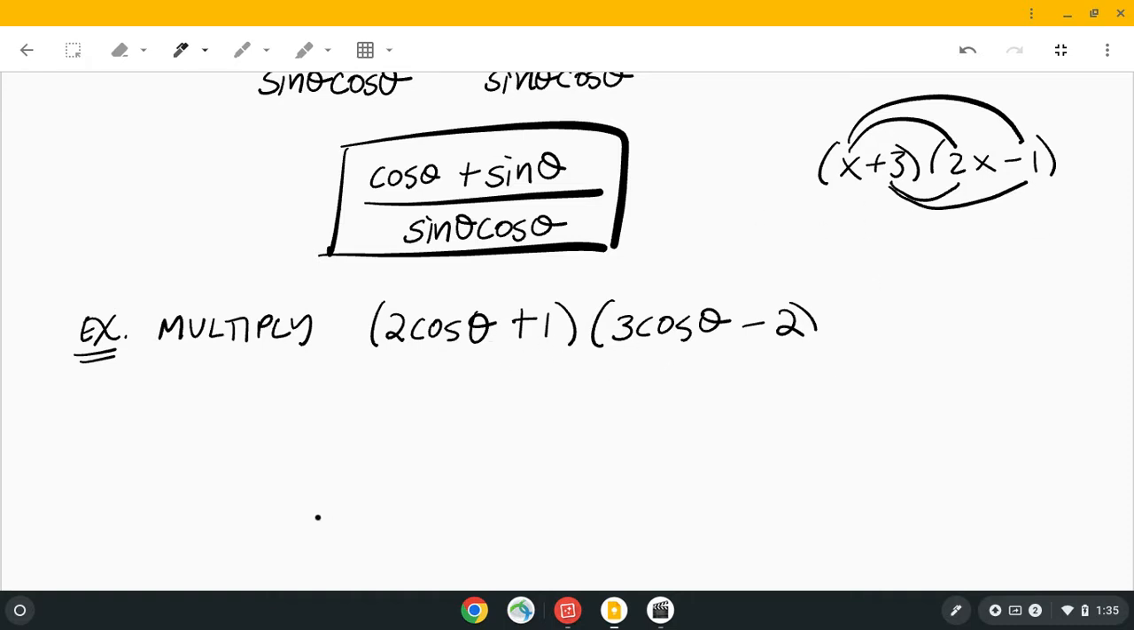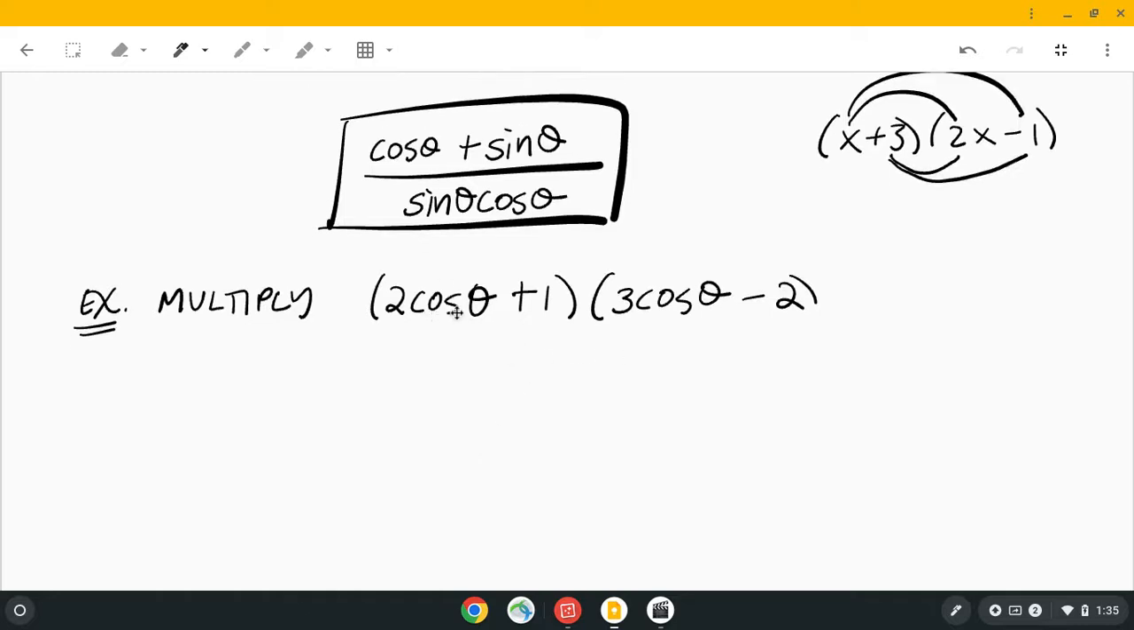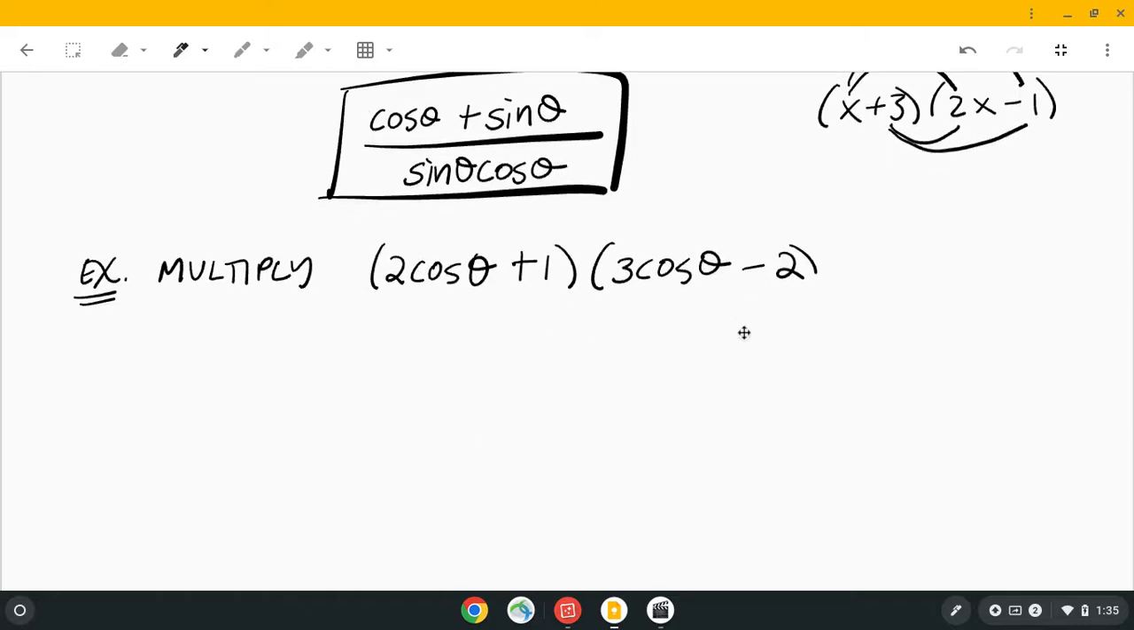You're going to use the distributive property with 2 cosine theta. And then once you're done distributing the 2 cosine theta, then you'll do the 1, and you will multiply everything in here by the 1. Okay? Alright, I'm going to go ahead and rewrite it down here so we can show some work.